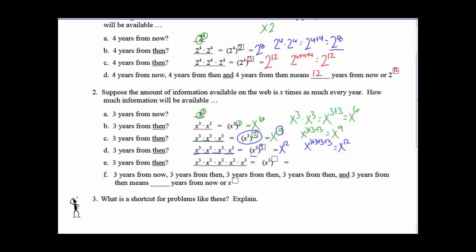If we look at part E, if we add in another x to the 3rd, so x to the 3rd multiplied by itself 5 times. If we use that shortcut, x to the 3rd to the 5th power, we would do x to the 3 times 5, or x to the 15th. So putting it all together, 3 years from now, 3 years from then, 3 years from then, 3 years from then, and 3 years from then means 15 years from now, or x to the 15th power.